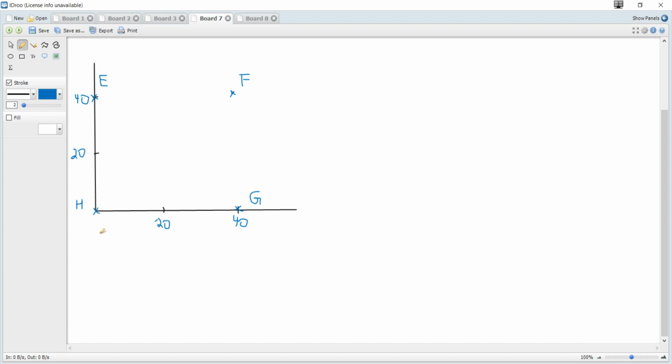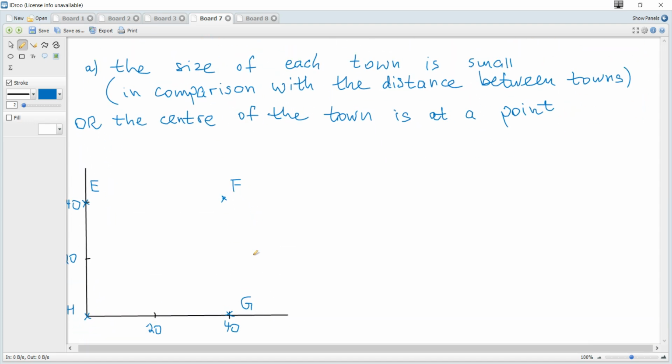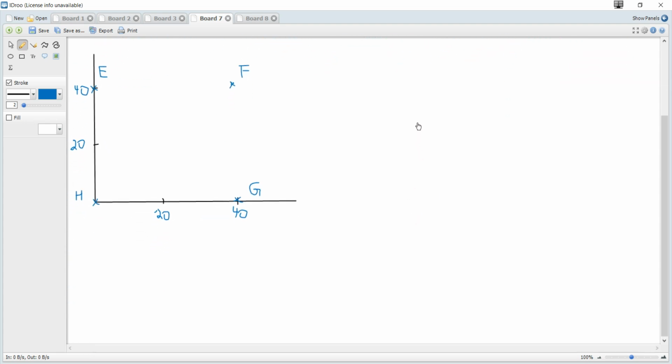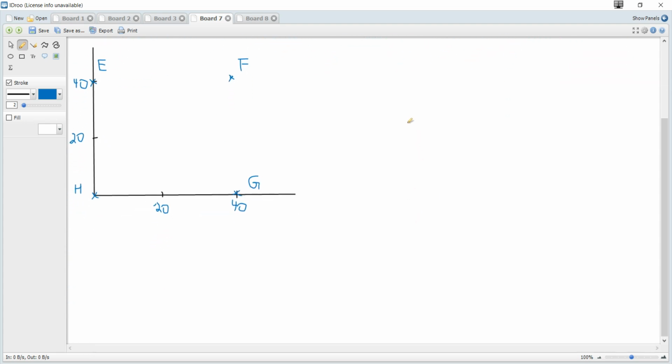Question A: the model assumes that each town is positioned at a single point. Describe possible circumstances in which this modeling assumption is reasonable. 1 mark. So it is reasonable when the size of each town is small in comparison with the distance between towns, or the center of the town is represented at a point.